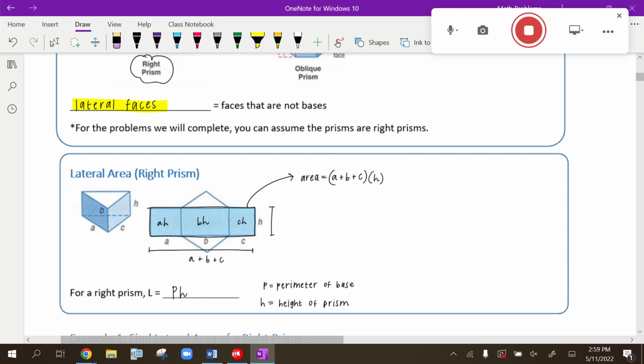A plus B plus C is another way to find the perimeter of the base. So to make this more simple, we would say that the lateral area is equal to the perimeter of the base times the height.